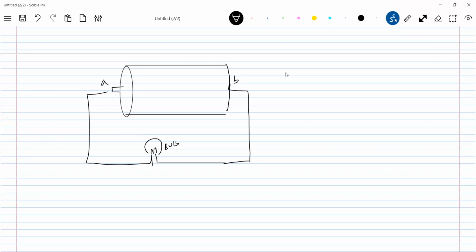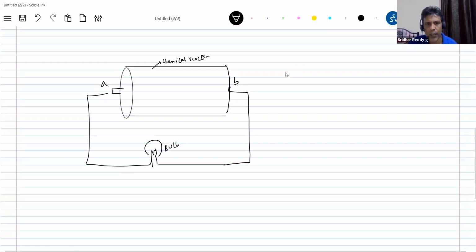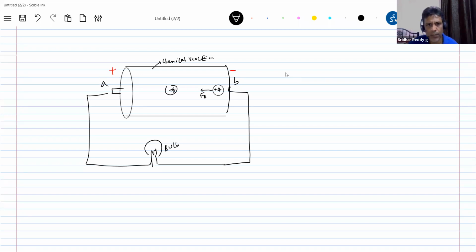Now what will happen? A chemical reaction occurs. Here the story begins like this: due to the chemical reaction, a positive charge, what we assume, the battery force will displace the positive charge from the negative terminal to the positive terminal. So as this charge starts moving, it becomes available here.